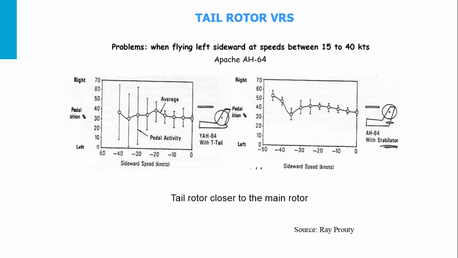The designers then changed the Apache and installed a stabilizer, as you see on the right-hand side of the figure. They also moved the tail rotor closer to the main rotor. You see immediately that the pedal position is much better now when the tail rotor is passing through the vortex ring state. In this way, the situation was improved.